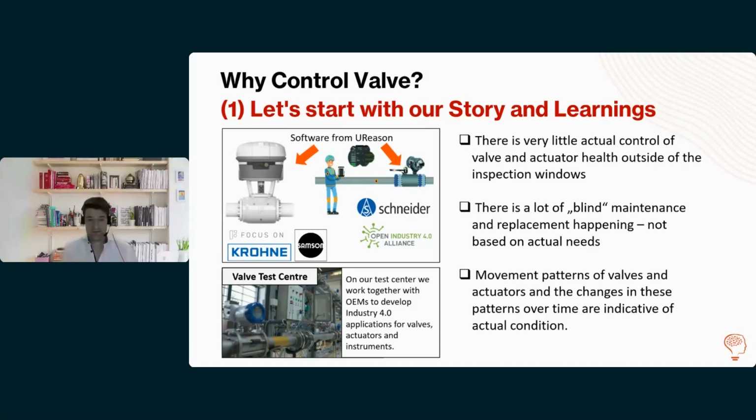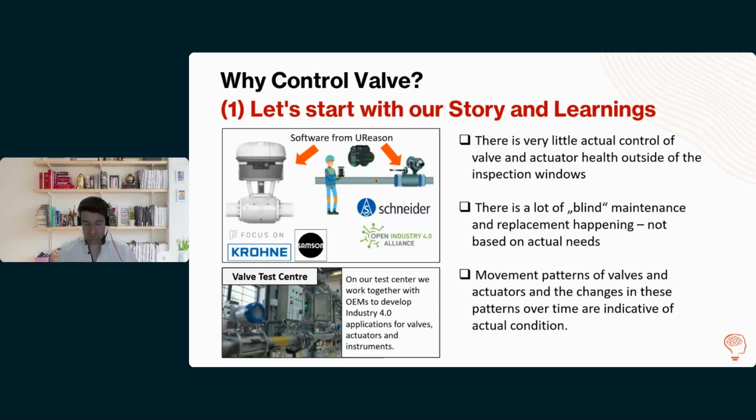The second thing we learned is there's a lot of blind maintenance and replacement happening. By blind maintenance and replacement, I mean actions and activities not based on the actual needs. Things like every 15 years, every actuator or every valve is being replaced, or maintenance based on a fixed schedule, and not based on the actual needs. It's time consuming, it consumes a lot of money, and it is not targeting the actual needs in terms of asset condition.